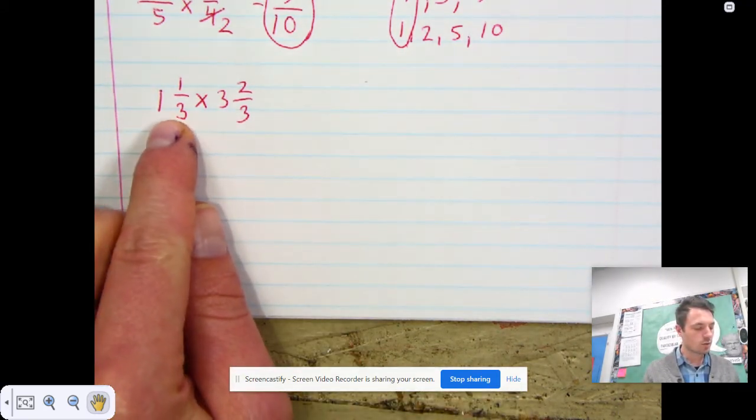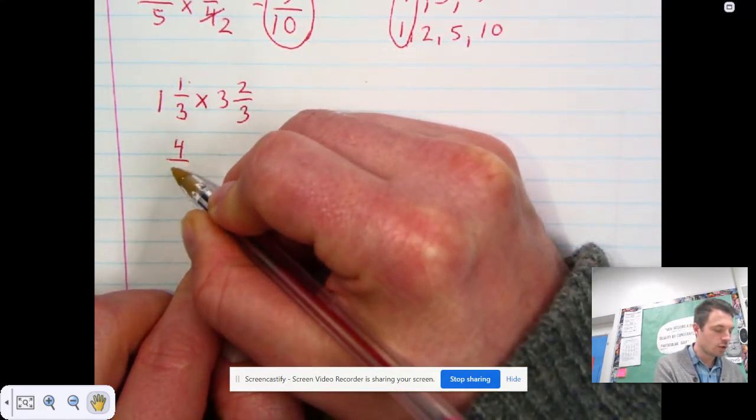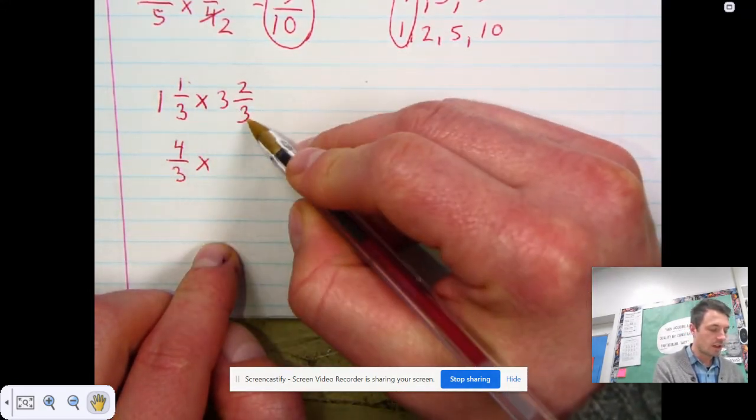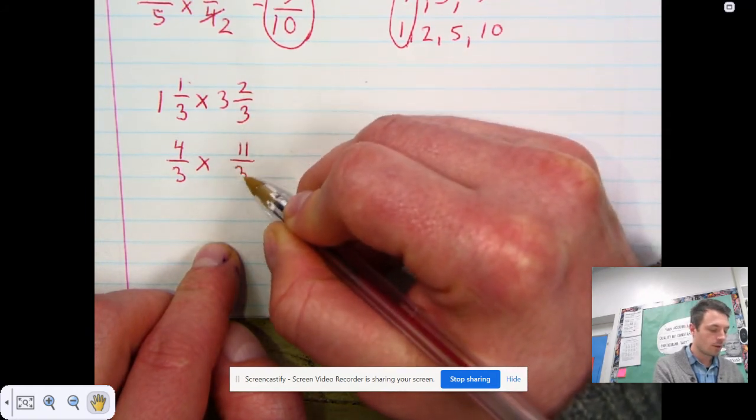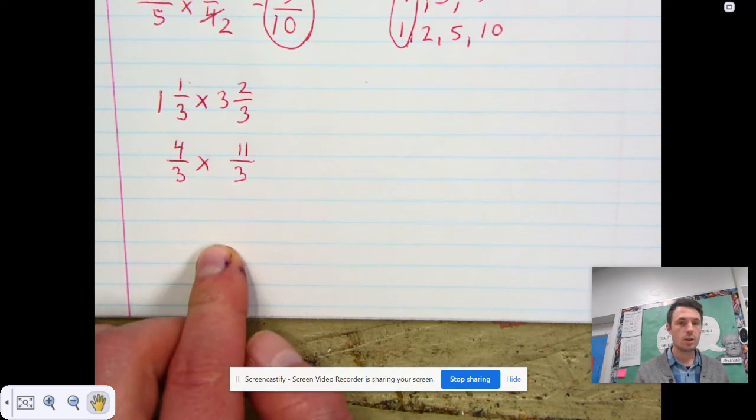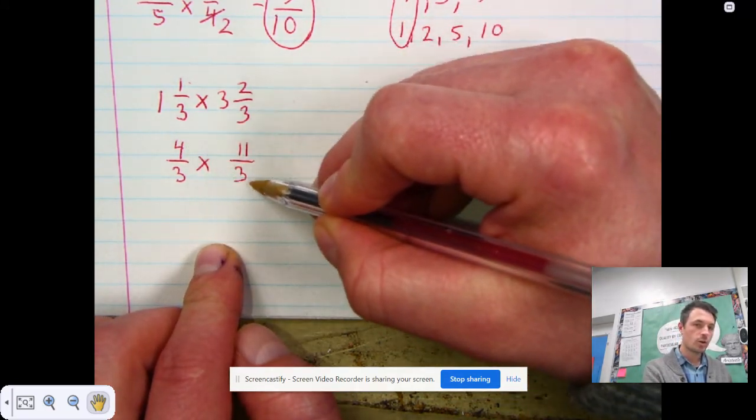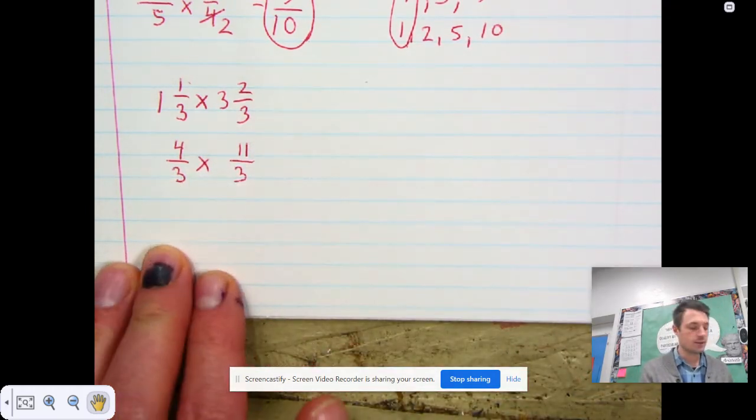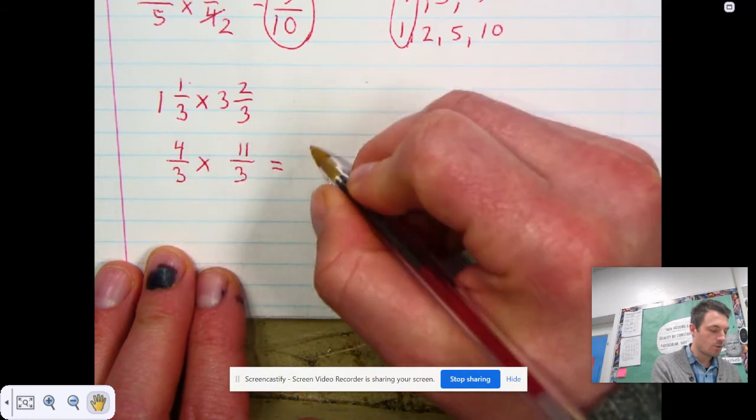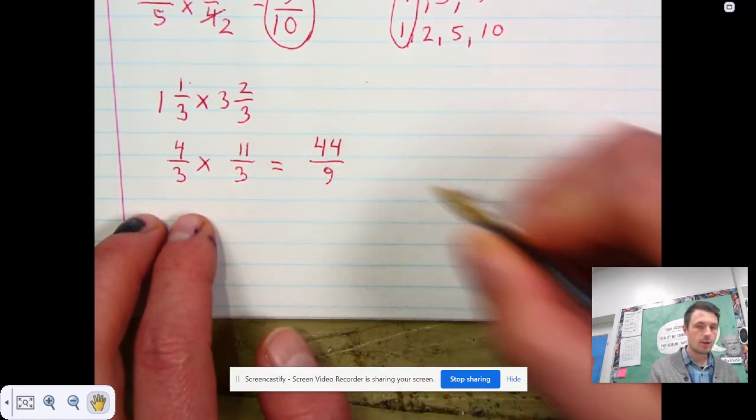1 times 3 is 3, plus 1 is 4, so 1 and 1/3 changes to 4/3. 3 times 3 is 9, plus 2 is 11, so 3 and 2/3 changes to 11/3. And now we can't cross cancel 4 and 3, and we can't cross cancel 3 and 11, so there's no cross canceling here. 4 times 11 is 44. 3 times 3 is 9.